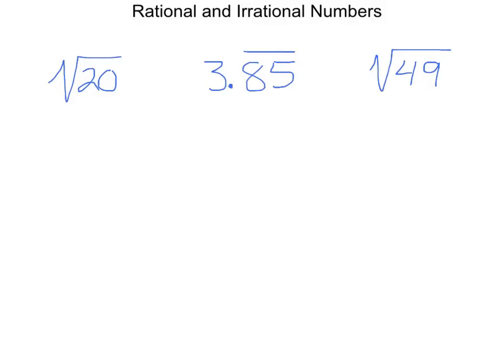Okay, so let's look at these now. The square root of 20. The question we have to ask ourselves is, does the square root of 20 actually exist? Meaning, is there a number that we can think of that if we multiply it by itself, it equals 20? And of course, there is not. The only thing we can multiply is 4 times 5, or 2 times 10, or 1 times 20. So the square root of 20 would be considered irrational.